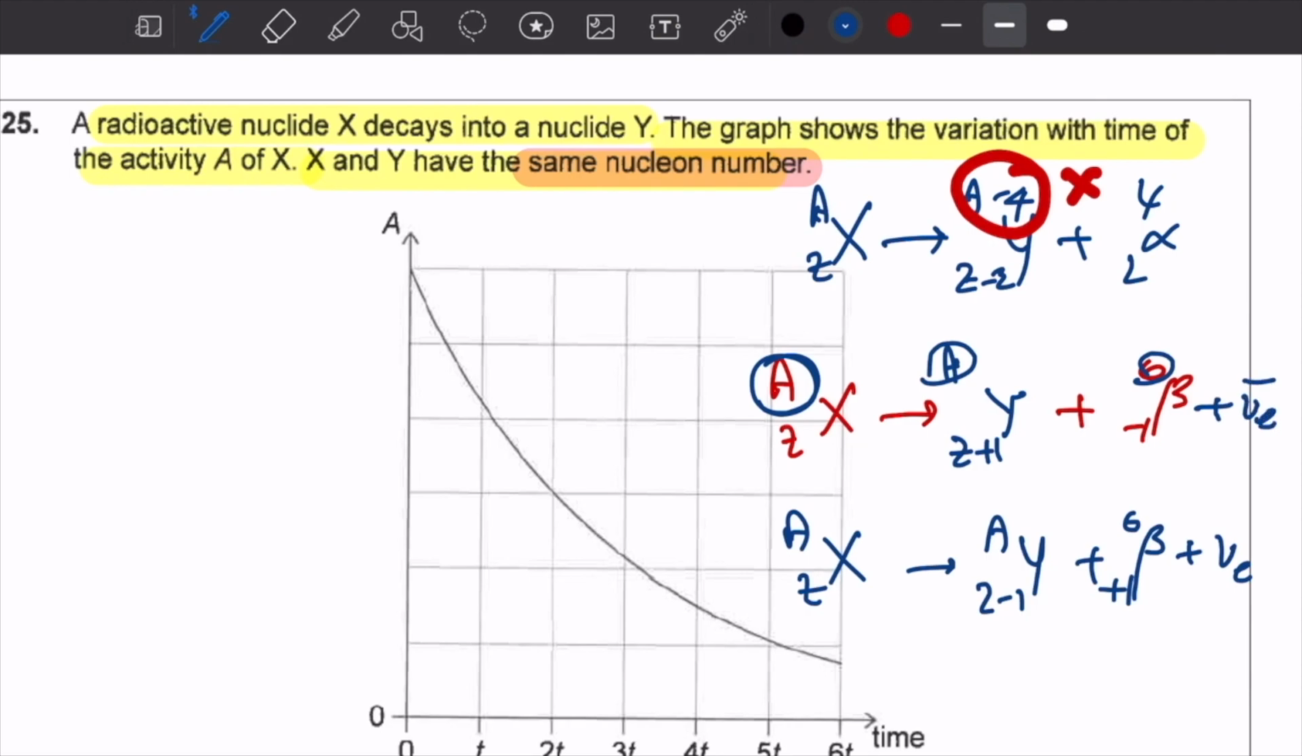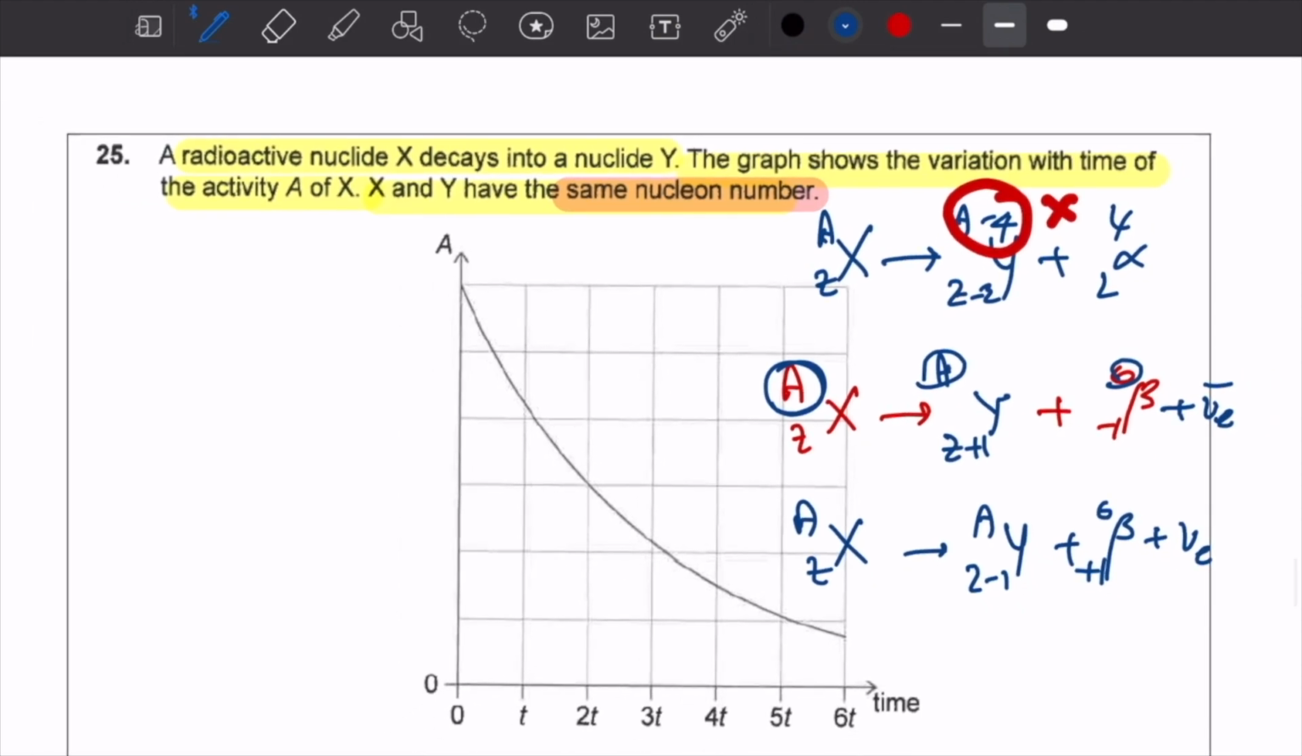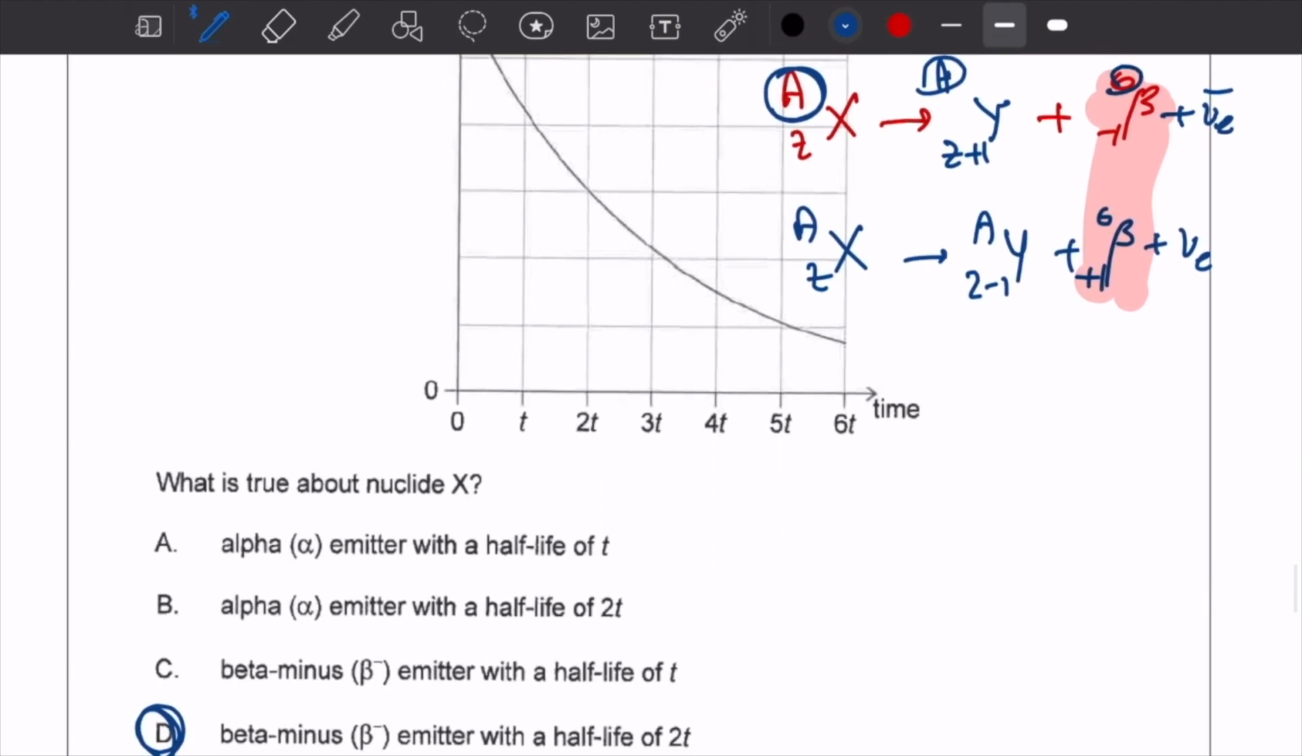I know I am a bit too fast, but the point is these two reactions, beta minus and beta plus, actually do not change the nuclear number. So this must be a beta minus decay. Let's say beta minus emitter. Okay, the answer has to be somewhere between C and D.